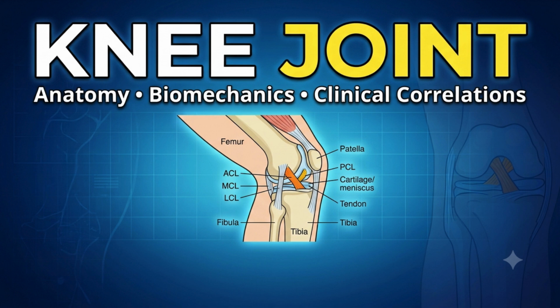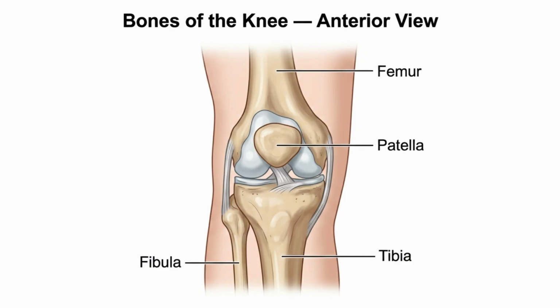Although the knee is primarily designed for flexion and extension, it also allows a small amount of rotation, particularly when the knee is flexed. Its stability depends on the combined contribution of bones, menisci, ligaments, muscles, and the joint capsule. In this video, we'll build the knee from ground up, starting with its anatomy, then moving into biomechanics, and finally the most important clinical correlations. Let's begin with the bones.